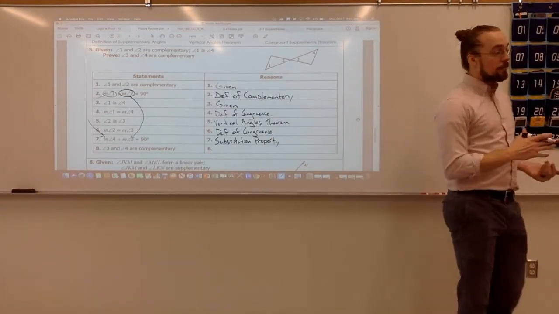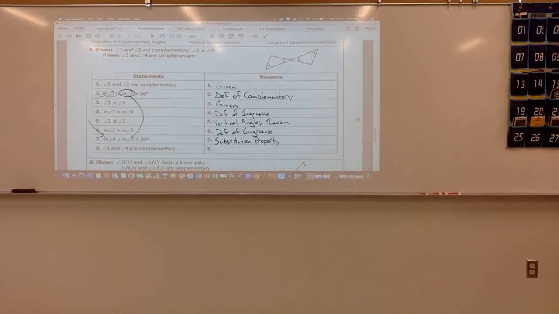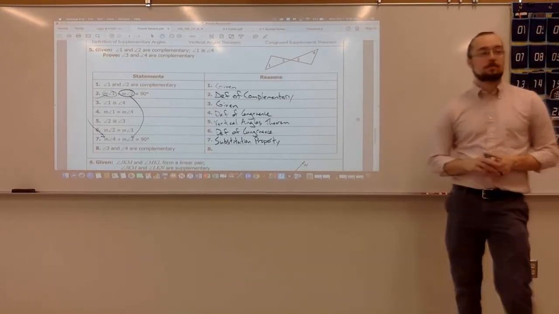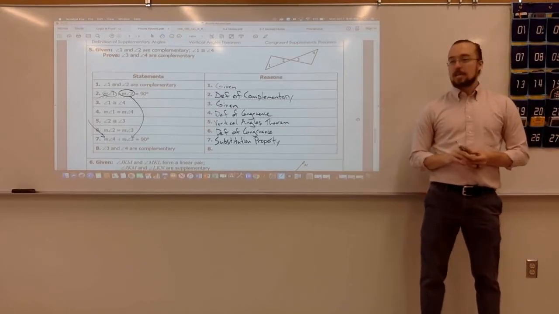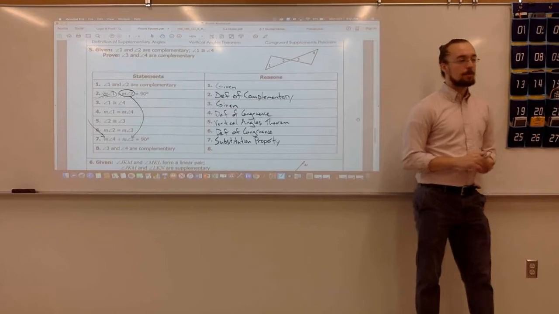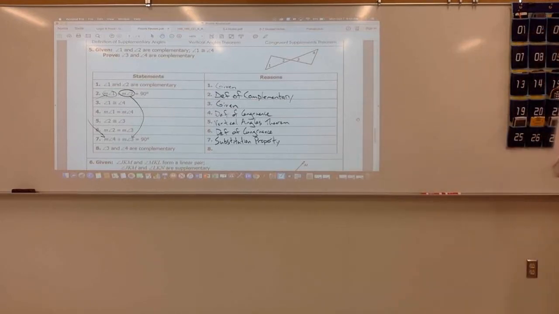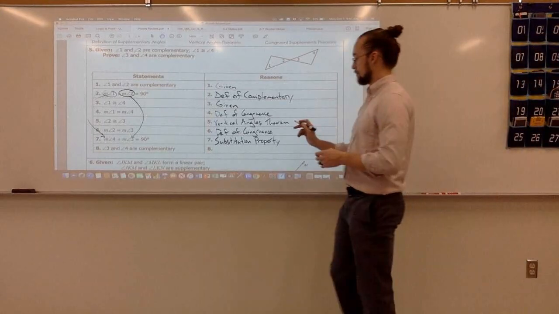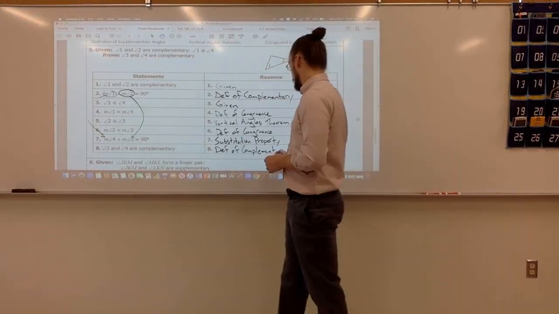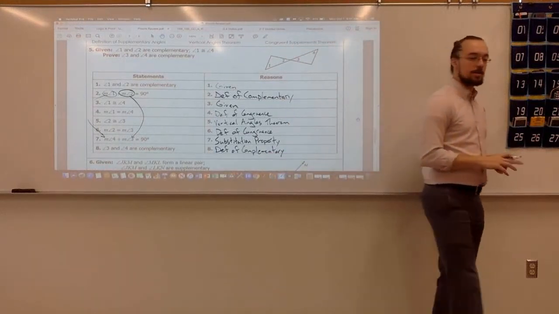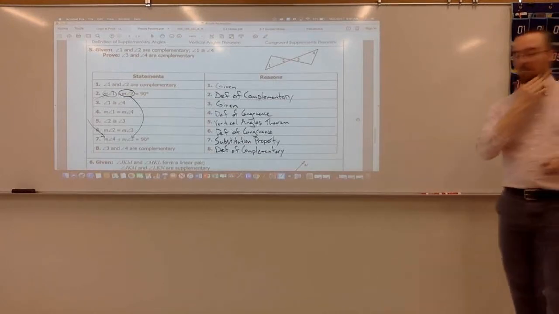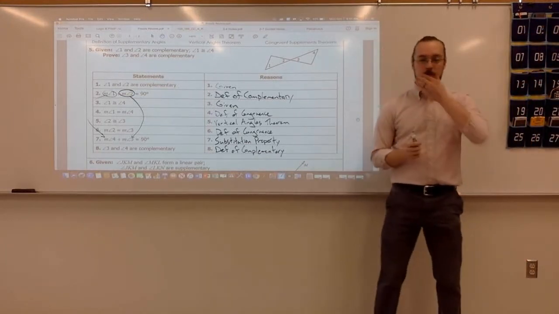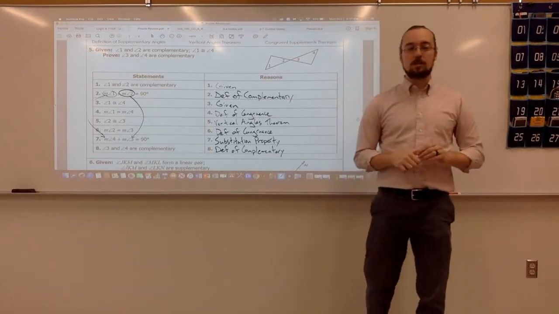And then finally, if two angles add to 90, why can I say that they're complementary? Definition of complementary. Definition of complementary is the one that says if we have two angles that add to 90, then they're complementary. Any questions on this one?